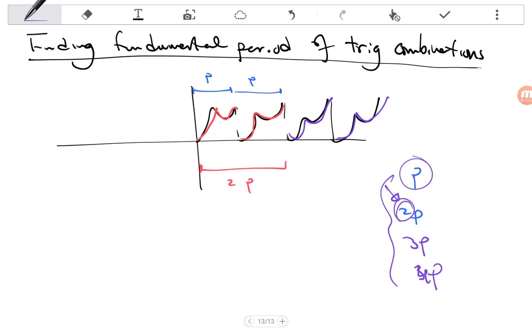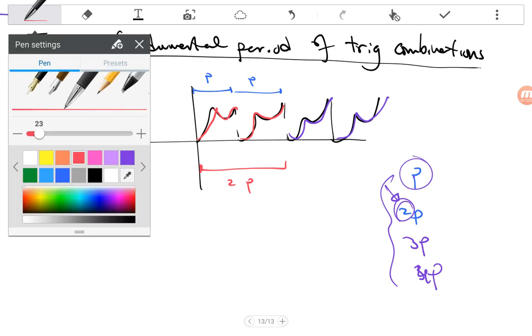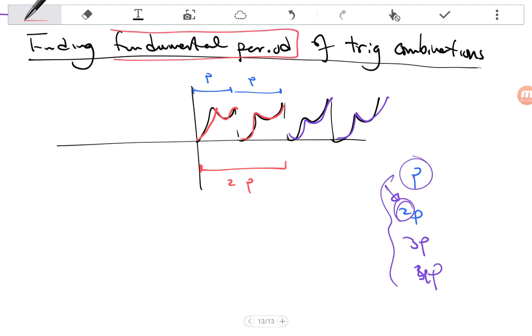But there is a more specified period, which we call the fundamental period. What is the fundamental period? It is the minimum interval for which the function repeats itself. Any of these are periods, but the minimum interval for which the function repeats itself, we call the fundamental period.